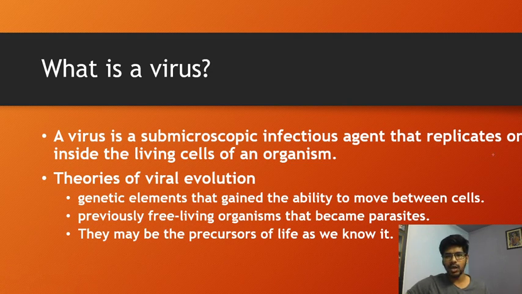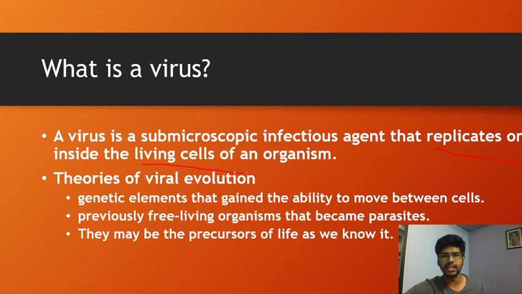So it replicates only within the living cell of an organism. That means the virus is an obligatory parasite. That means it needs a host at any cost in order to survive. So for a virus to survive, it has to depend upon a living host. Why does it have to depend upon a living host? We'll see that in later slides. So first it has to infect a living organism, go into the cell, and take that particular mechanism into its own hands for it to survive.